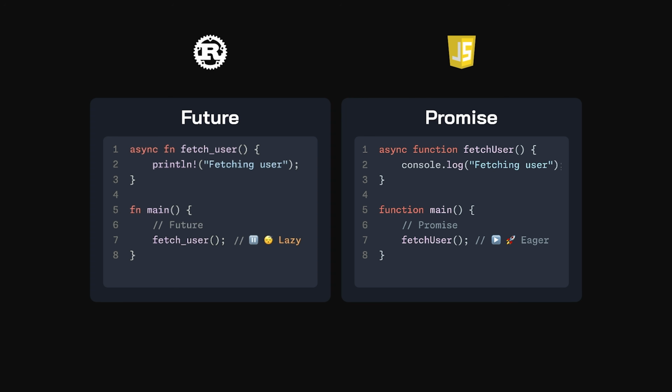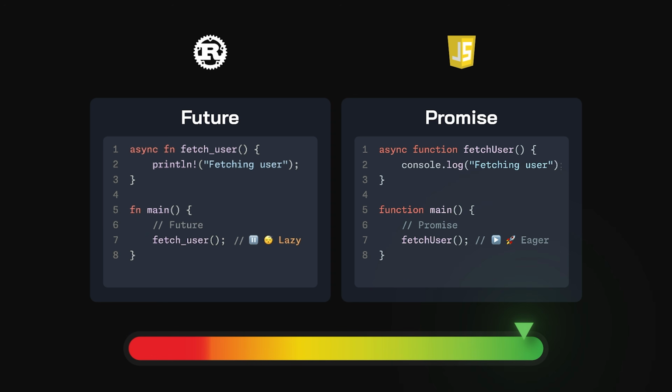Futures are similar to promises in JavaScript, but with one key difference. In JavaScript, a promise is eager. The moment you create it, it starts executing. In Rust, futures are lazy. They won't start executing unless explicitly told to do so. This design decision allows developers to have full control over when and where async work starts. That means Rust never does work you didn't ask for. This matters a lot when you're building systems that require high performance and throughput.